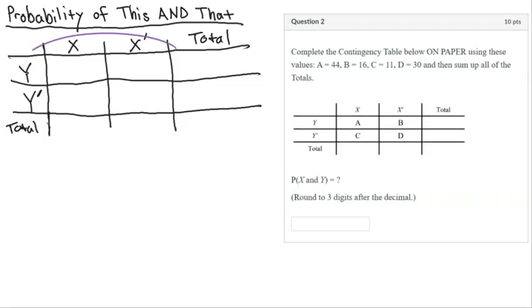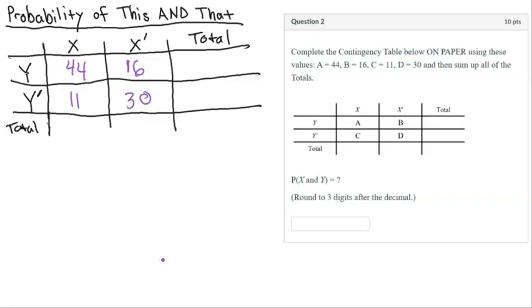So the first thing we're going to do is complete the contingency table. It's not on paper, we're doing it digitally, but still it's basically on paper. So in this box, box A, we're going to put the number 44. B is 16, so that's going to go right here. C is 11, so we'll put an 11. D is 30, and so we'll put a 30 here.